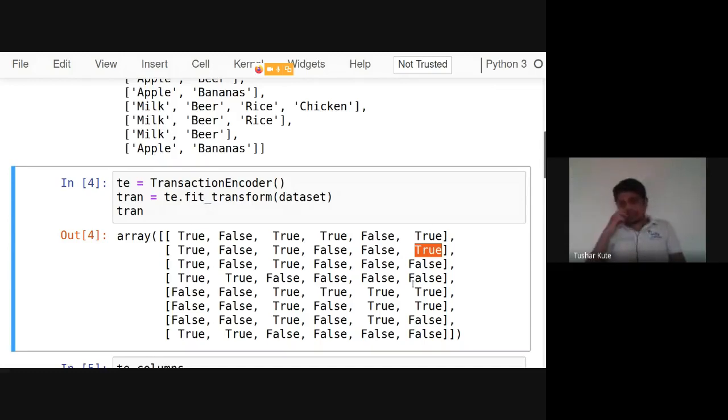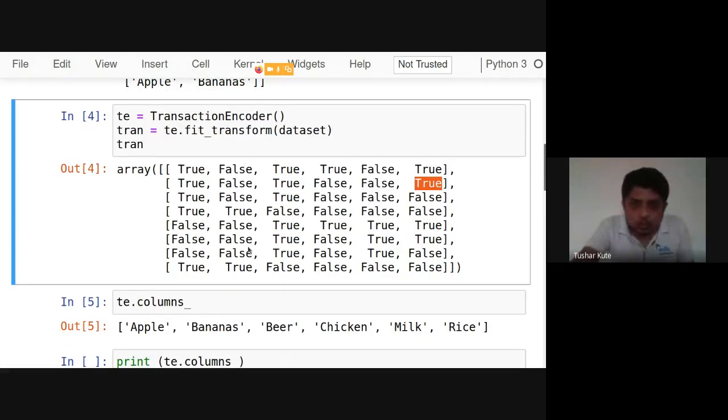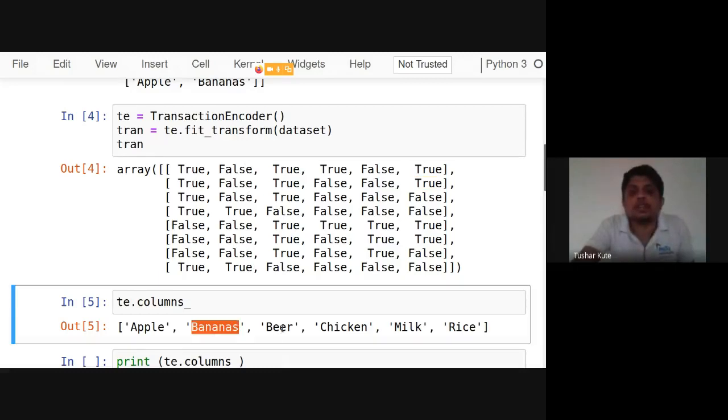Apple is present in 5 of 8. In the second column we have bananas: 2 out of 8. Beer, 6 out of 8. Chicken, 2 out of 8. Milk, 3 out of 8. Rice, 4 out of 8. Done, support is calculated. This is the method that they follow, and that's why data is converted from non-structured to structured format by this method.